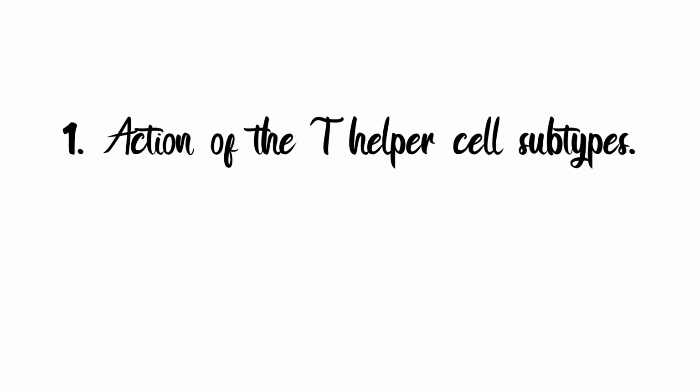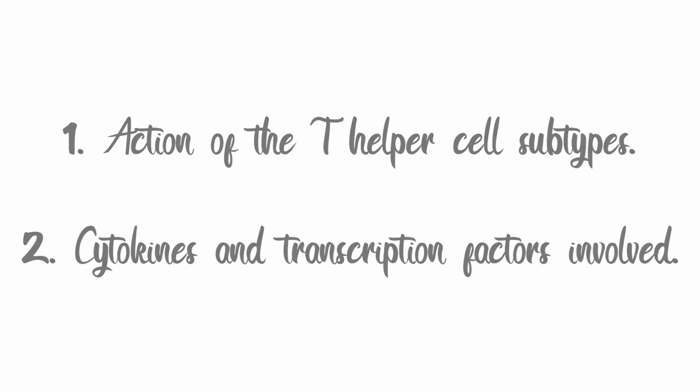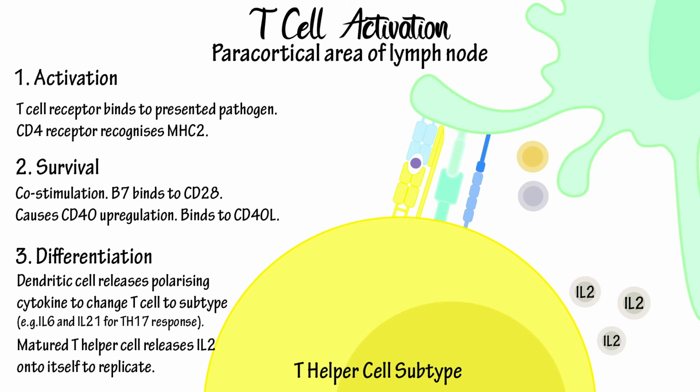In this video we will go through the action of the various T-cell subtypes after they've been activated as part of the adaptive response, and we'll be looking at all the cytokines and transcription factors involved. So we had our dendritic cell presenting our foreign pathogen, and it was recognized as foreign by a T-cell with a specific T-cell receptor, so we had clonal selection of that T-cell. Co-stimulation occurred, and this T-cell was encouraged to survive and replicate into a certain subtype. Now this subtype depends on the cytokines released onto the naive cell in the differentiation process.